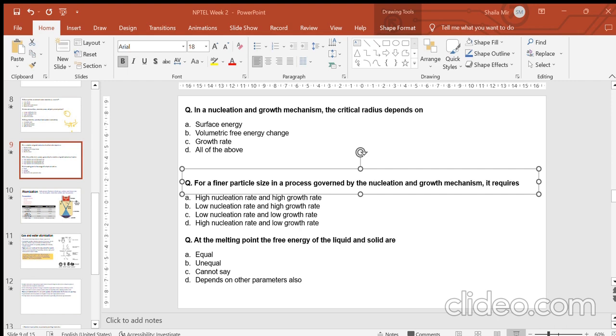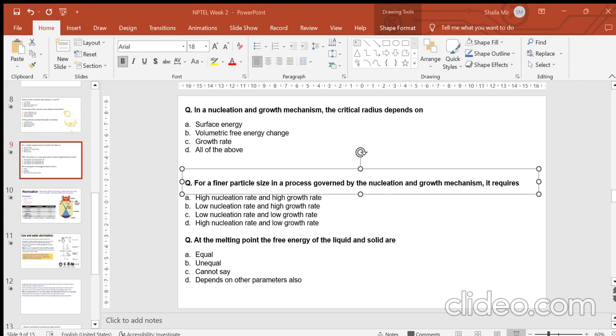Because for fine particle sizes we want a large number of nucleation sites. As there are a large number of nucleation sites, there will be a finer particle size, but we do not want these nucleation sites to grow or agglomerate together to form a coarser size. So we should have a low growth rate. You will always have a lower growth rate and a higher nucleation rate for finer particle size.